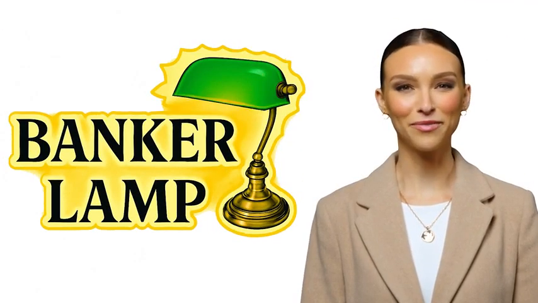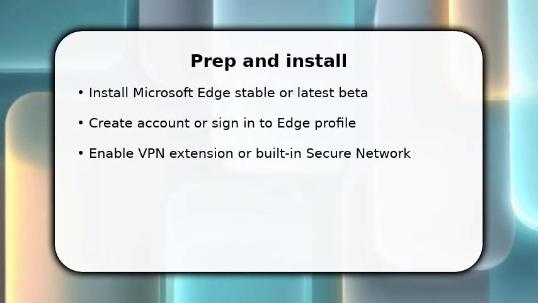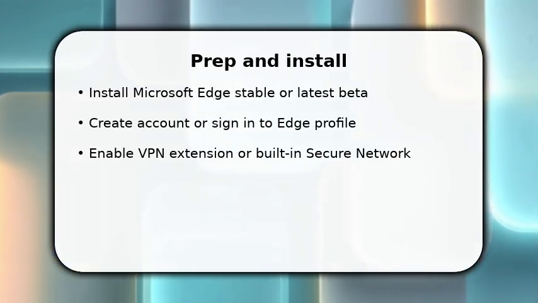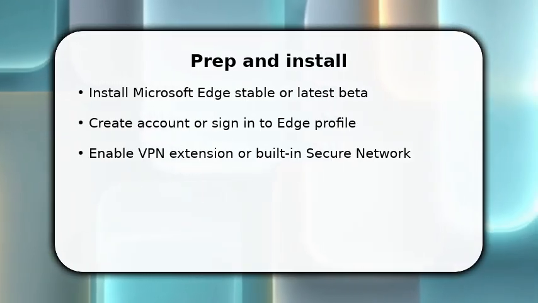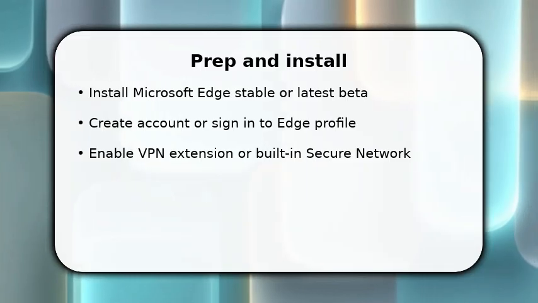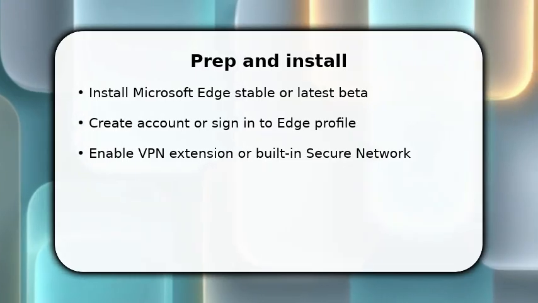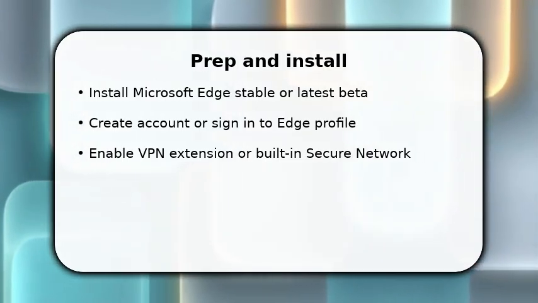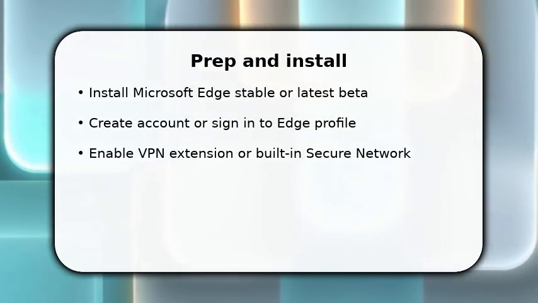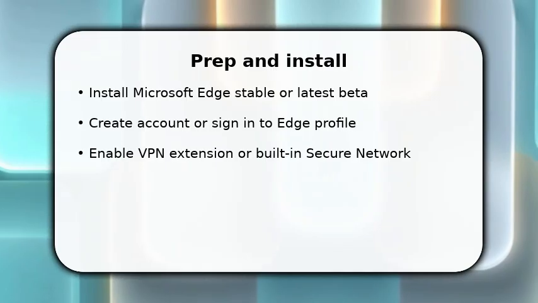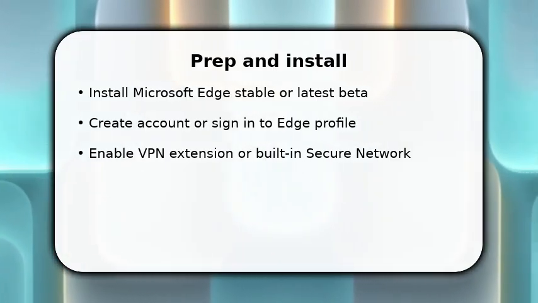Please enjoy the video. You start by preparing your environment. Install the latest Microsoft Edge and sign into an Edge profile so settings sync. Once done, add the Edge VPN extension or enable the built-in secure network feature. Grant the extension network and permission prompts so it can create a tunnel. Make sure your subscription or free quota is active and 2FA is set if required. This gets you from 0 to a ready client. Don't skip permission prompts. They are required for the tunnel to work.